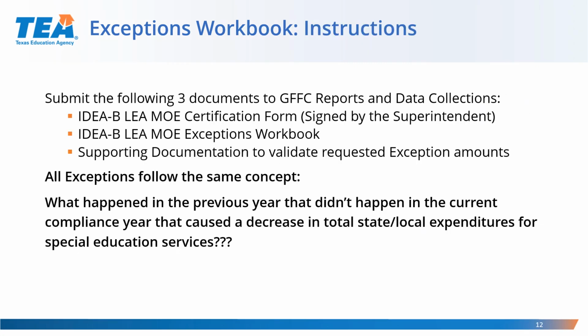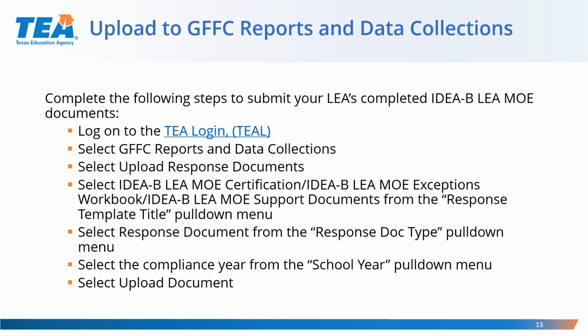3 things are required when submitting an exception. You'll need to submit the certification, the workbook, and the support documents to validate your exception request. All exceptions follow the same general concept: what happened in the previous year under Fund Code 199 and PIC 23 that didn't occur in the current year, causing a decrease in state and local spending.